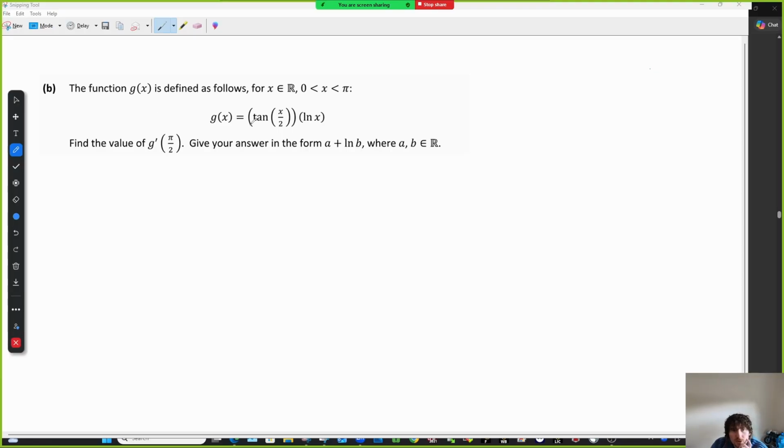Let's do this here. So g of x is these two things multiplying one another. Basically, it just says work out g dash x. So hopefully people can realize you can just use a product rule here. Okay, so let's do that.